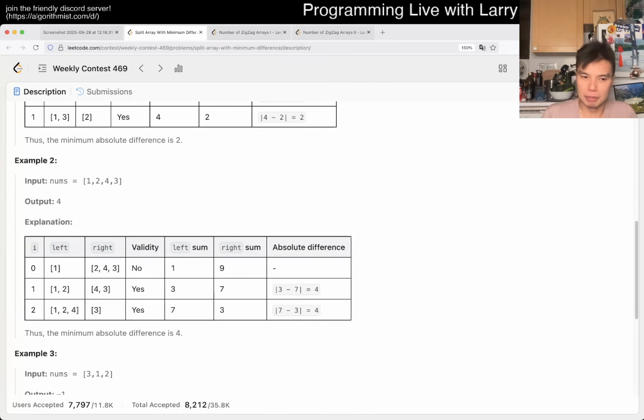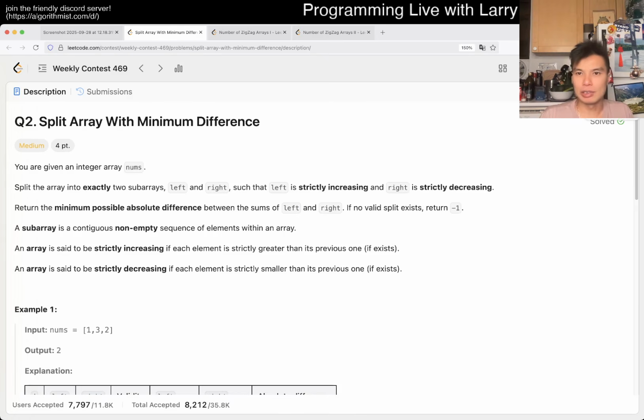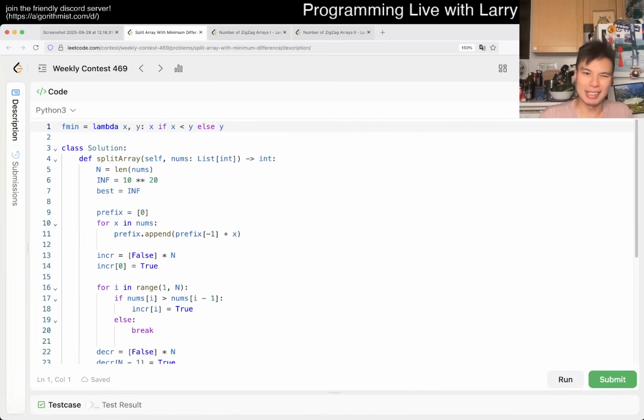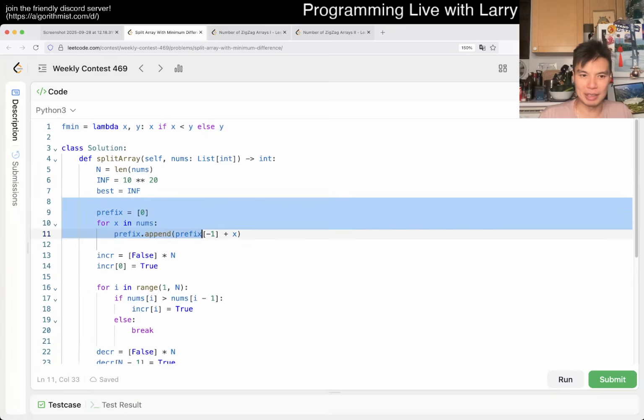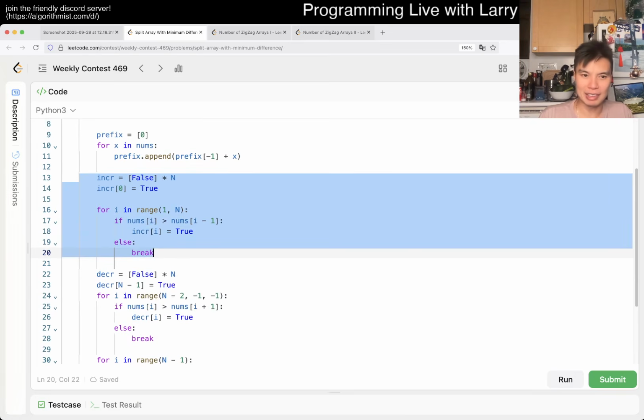But yeah, as long as you keep it O of n, it is okay. And the way that I did it is just by looking at the prefix and the suffix.